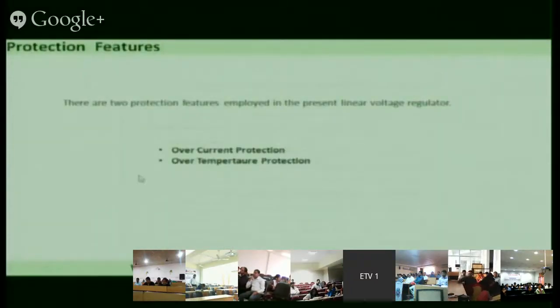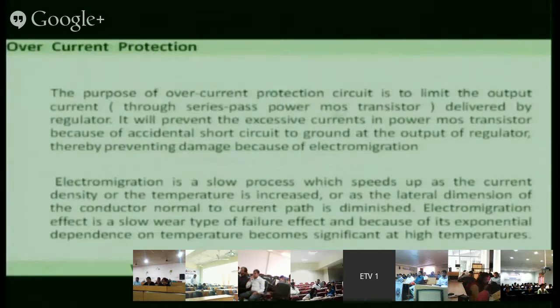Now there are two parameters which we have to discuss. We have discussed all this. There are only 2-3 more slides. One is overcurrent protection and over temperature protection. I told earlier that there is overcurrent protection also. Overcurrent protection, in the sense, the purpose of overcurrent protection is to limit the output current delivered by the regulator.